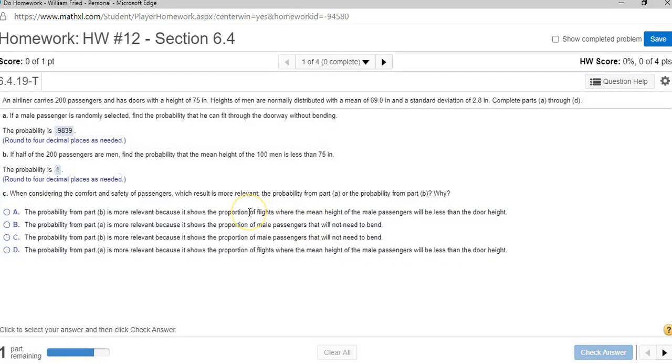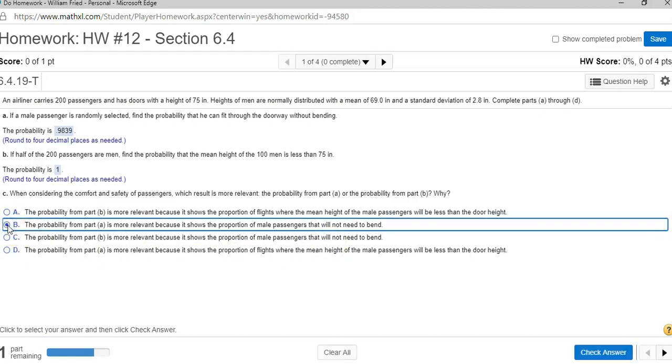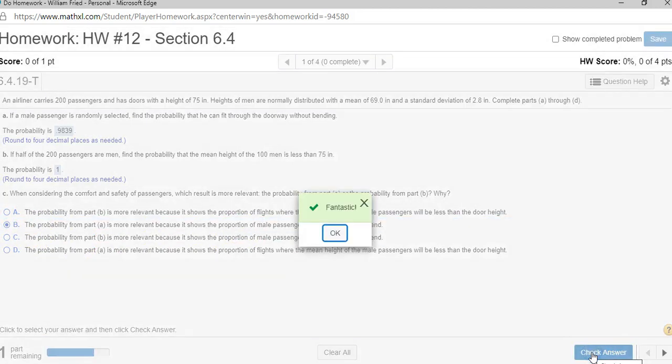When considering the comfort and safety of these questions, I never know. Let's see. When considering the comfort and safety of the passengers, which result is more relevant, from A or from B? I would say the probability from A is more relevant because it shows the proportion of male passengers that will not need to bend. I don't know, I could be wrong. Fantastic.